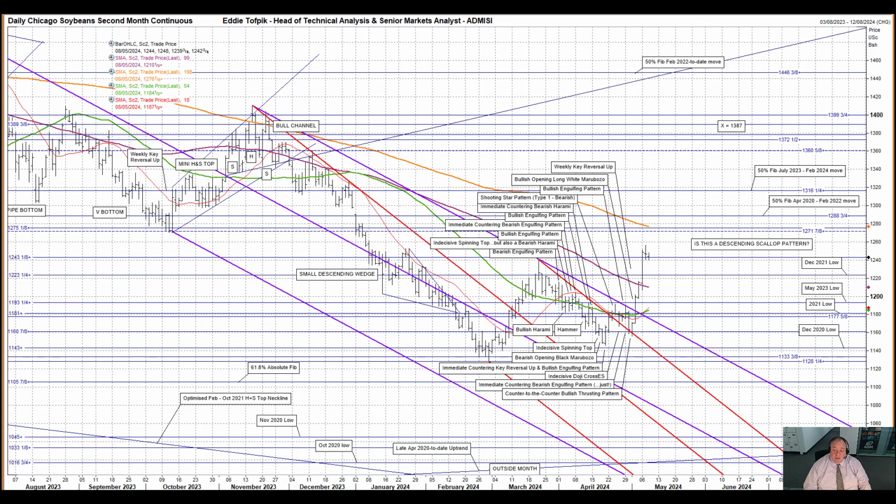I should note that there was no other weekly key reversals in either soybean meal futures or bean oil futures, though we have seen a similar move higher in meal to what happened in soybeans, and we almost, but not quite, made it to a weekly key reversal on bean oil last week.